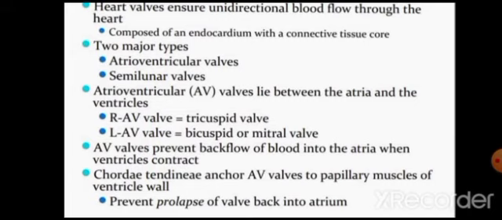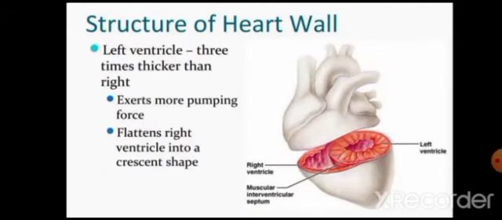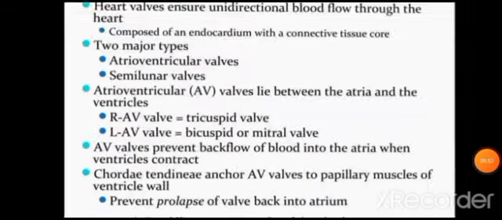Take a look at the walls, the atrioventricular valves. Heart valves ensure unidirectional blood flow through the heart. When there is a failure of the valves to prevent the backward flow of blood, there is a dysfunction in the heart, which may lead to various problems. These heart valves are composed of endocardium and connective tissue cores.